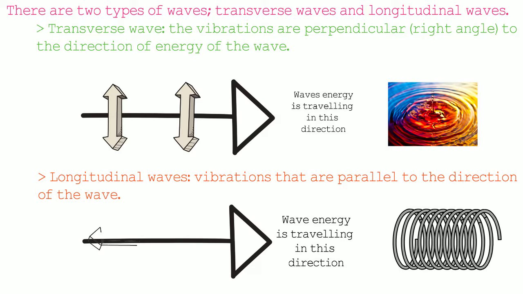The wave vibrations would then be parallel to the direction of the waves, and this is indicated by the grey arrow that's just popped up. So with transverse waves, the vibrations are perpendicular to the direction of the energy of the wave, and with longitudinal waves, the vibrations are in the same direction as the direction of the energy of the wave.